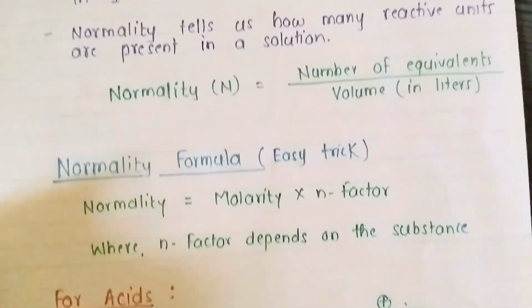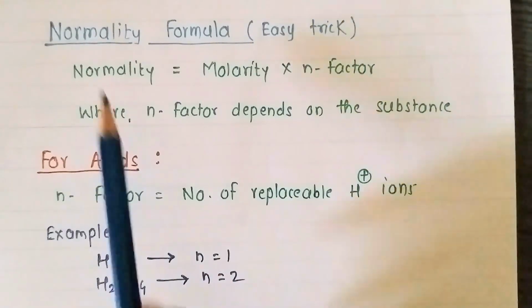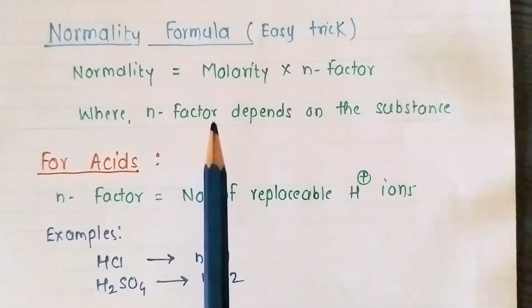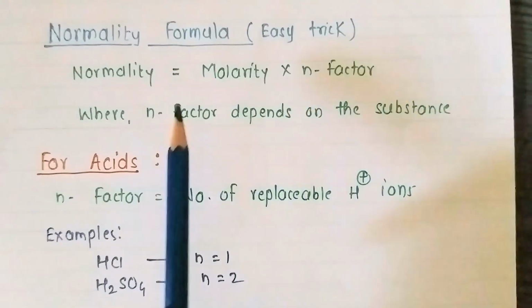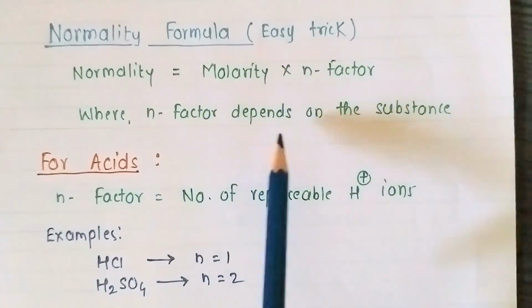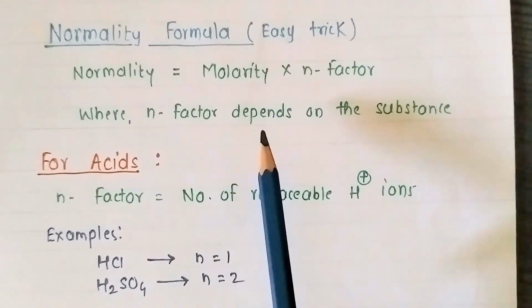But here we see another, simple tricky formula for normality. Normality is equal to molarity into n factor. We must know molarity, but what is n factor? N factor depends on the type of substance.